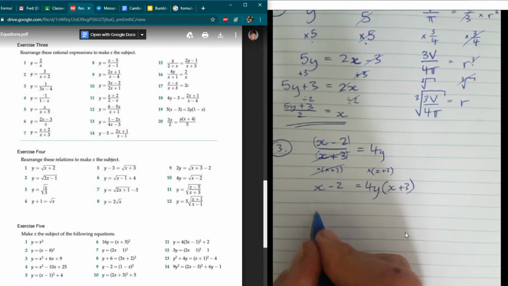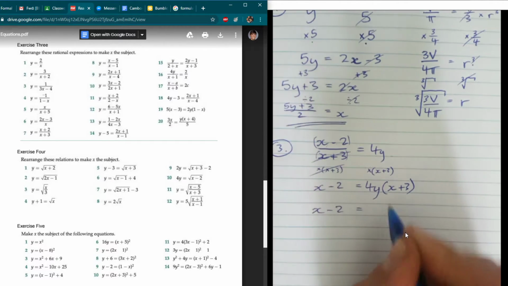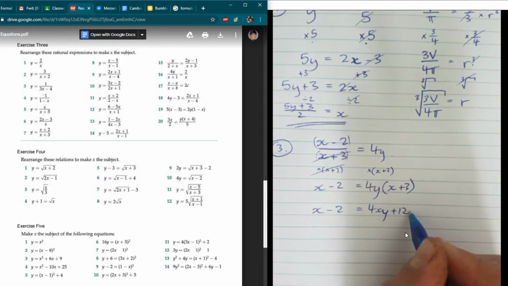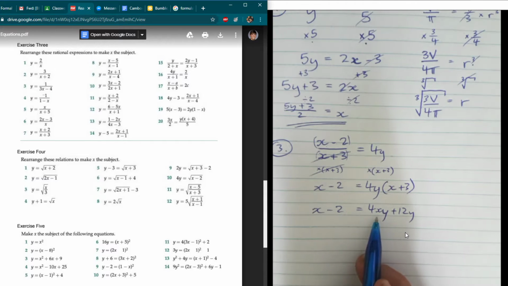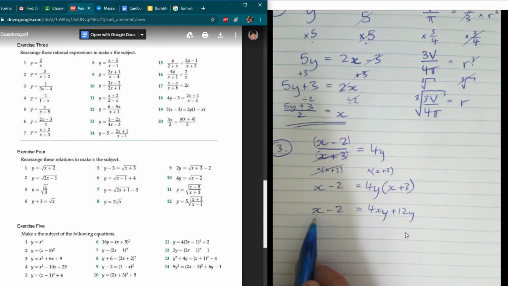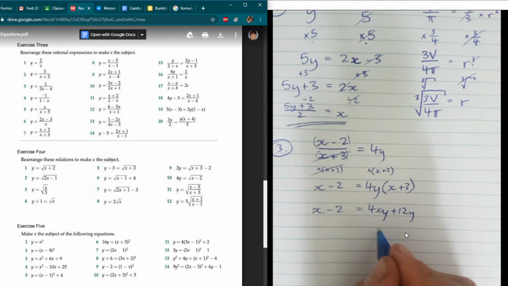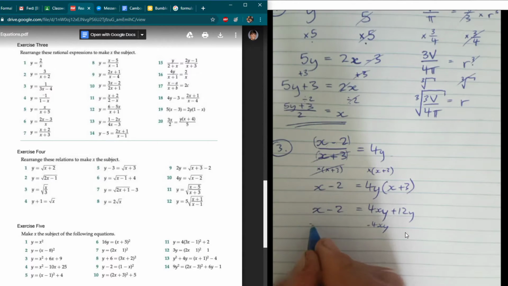So x minus 2 will stay the same, 4xy, and then 4y times 3 is 12y. So we've got this x here, but it's attached with the 4 and the y, and we've got x over here. Let's get them together. So I'm going to minus 4xy off that side, and I have to keep it equal, so I'm going to have to minus 4xy on the left-hand side as well.